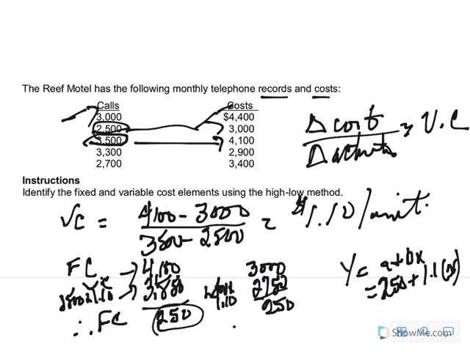Let's do it at the low. The total cost at the low was 3,000. We figured out the variable portion, 2,500 times $1.10, and we get 2,750. The fixed cost is fixed, fixed at one level, fixed at the other level. So if we were to formalize that, we would say that y equals a plus bx. That's the equation for a straight line. A is the fixed portion, b is the variable portion, and x is the number of units.